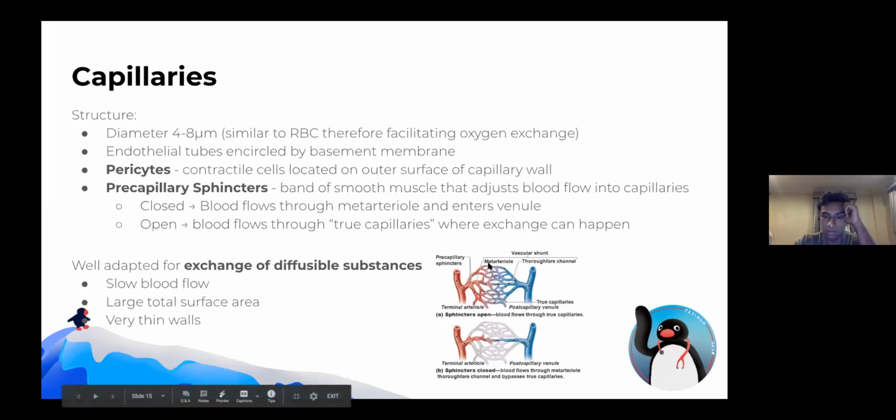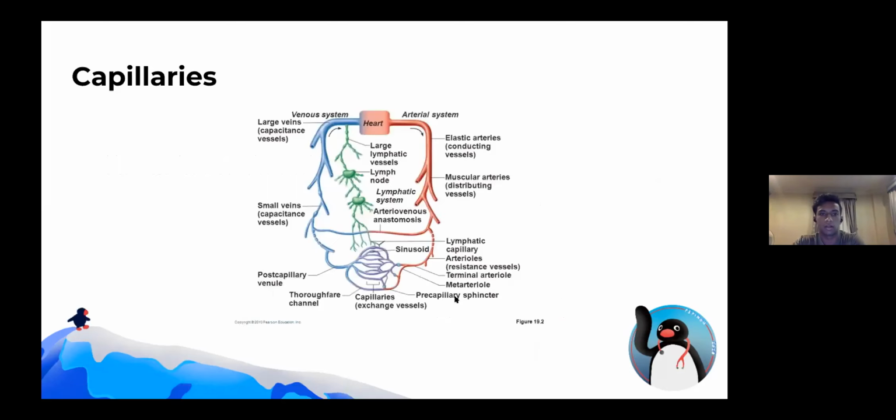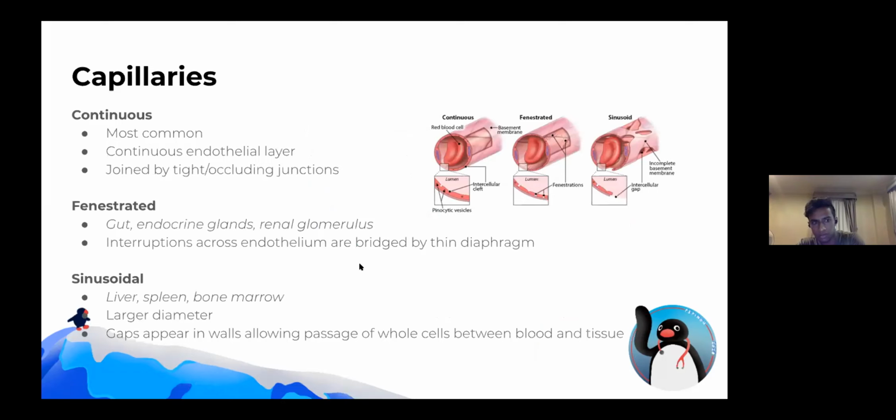Because capillaries are very thin, there's slow blood flow, a total large surface area, and very thin walls. So yeah, this is just the capillaries. There are different types of capillaries: continuous, fenestrated, and sinusoidal.